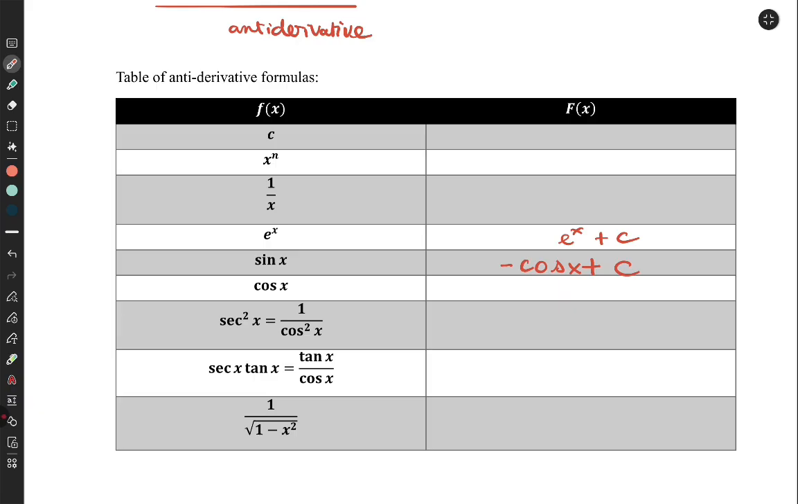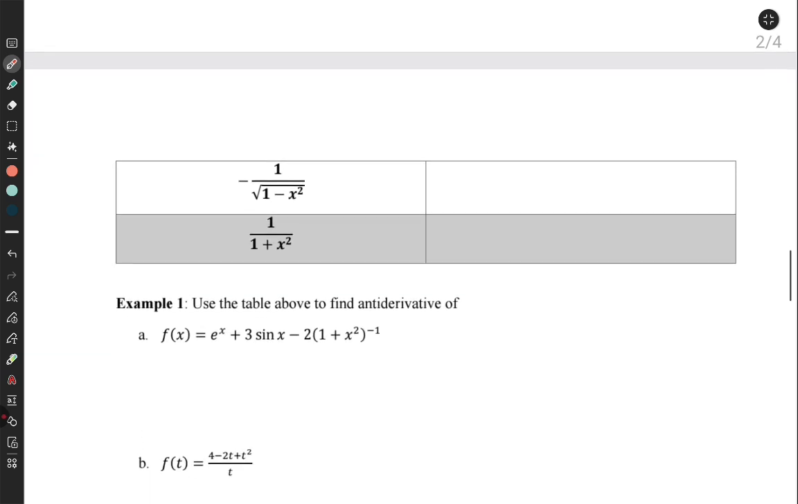Every time, whatever you write over here, try to check the derivative in your head right away. Does it give you this one? If it gives you this one, then it's correct. Okay. Try that.